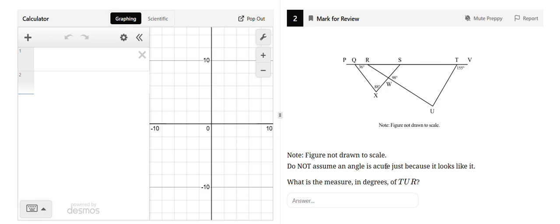Do not assume the angle is acute just because it looks like it. What's the measure of TUR? So TUR, that's this angle right here. So let's just deduce it one by one. So first, let's try to find this angle, because what we're looking for, there's technically 3 triangles in this giant shape. There's one triangle, QXS, there's RWS, and there's RUT, okay?